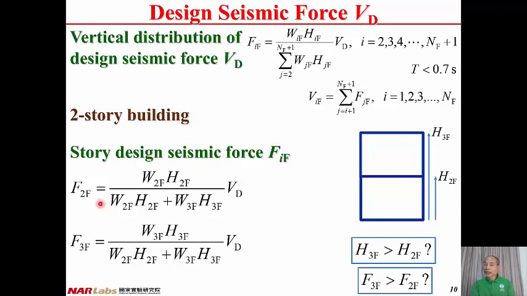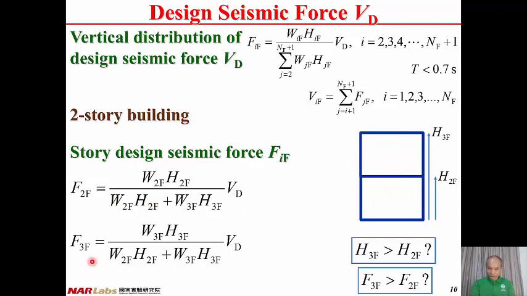Then we can have F2F according to the equation here. F2F equals W2F times H2F divided by W2F times H2F plus W3F H3F, times VD. H2F is the elevation of the second floor, and H3F is the elevation of the roof. W2F is the weight of the second story, and W3F is the weight of the roof.